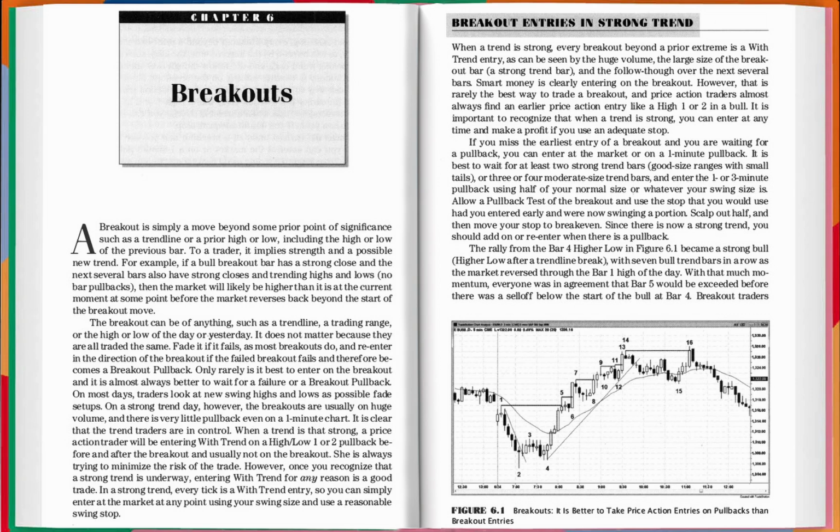When a trend is that strong, a price action trader will be entering with trend on a high or low 1 or 2 pullback before and after the breakout, and usually not on the breakout. She is always trying to minimize the risk of the trade. However, once you recognize that a strong trend is underway, entering with trend for any reason is a good trade.